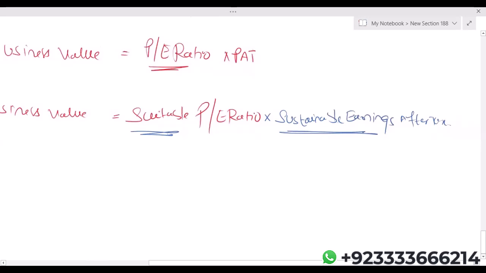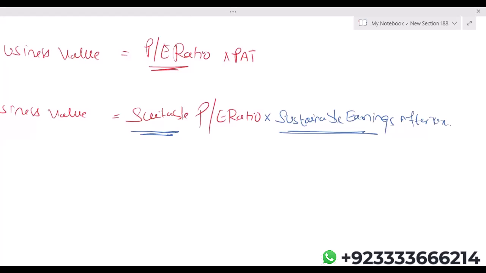Now, please listen carefully. Let me explain suitable. There is a possibility that we need to value a private company on the basis of P ratio. Obviously, a private company does not have a P ratio. Why does a private company not have a P ratio? Because a private company does not have a P naught, does not have a current share price. But still, the examiner is asking us to calculate business value of a private company by using P ratio method.